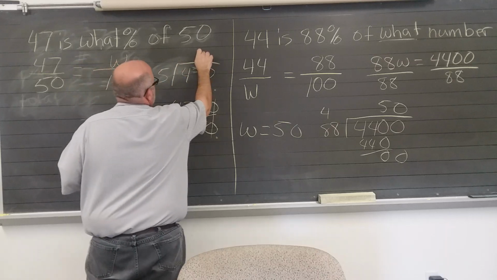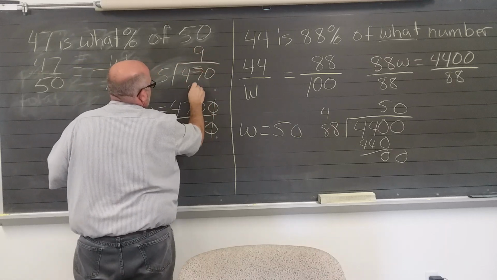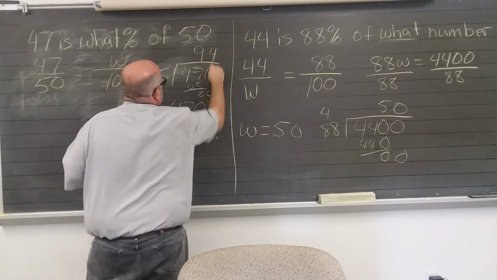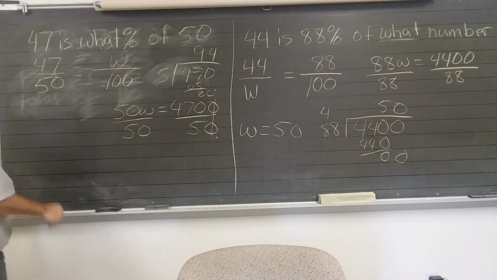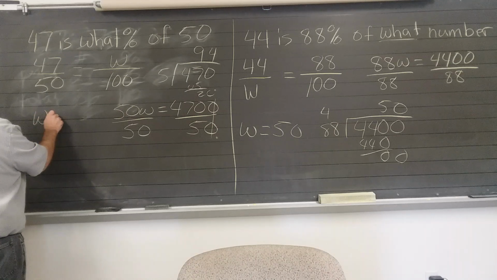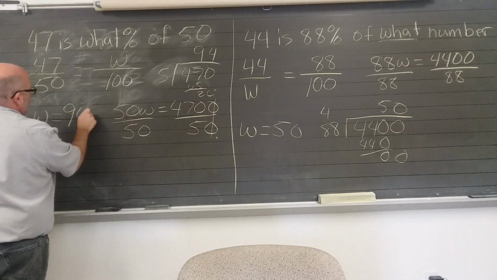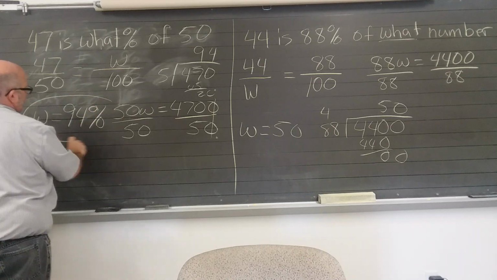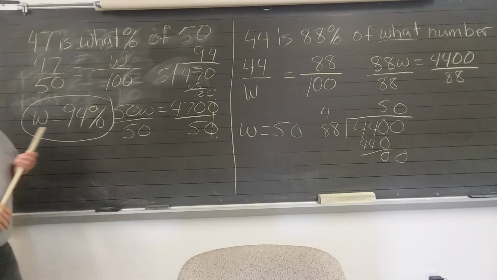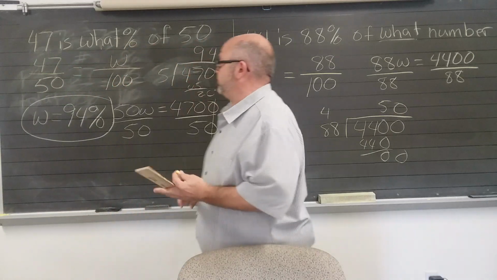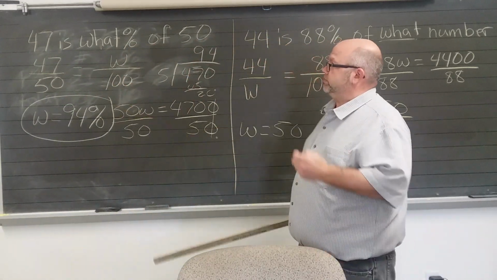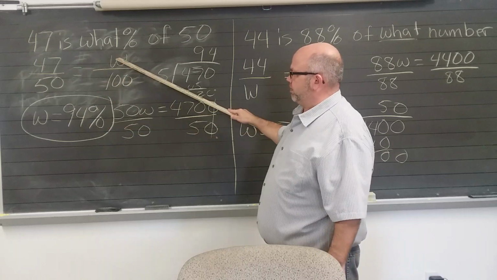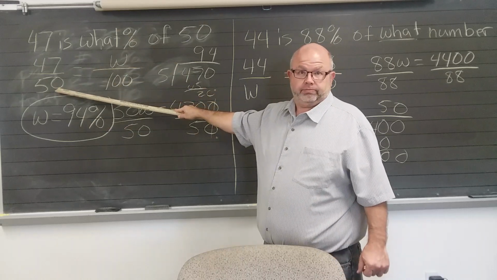5 into 47 is 9. 45, 20, 94. W equals 94%. If it is a percent that's missing, then put the percent in. So 47 is 94% of 50.